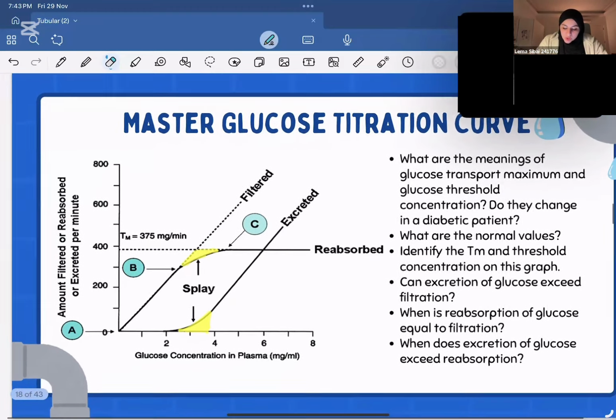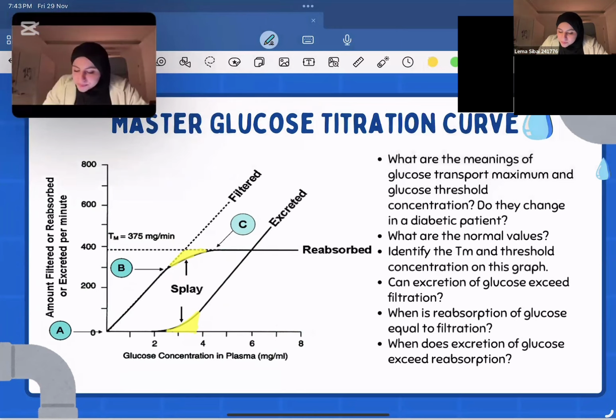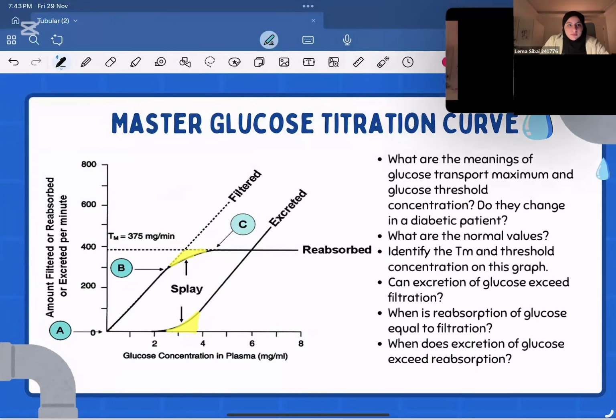So can anyone tell me what the meanings of glucose transport maximum and glucose threshold are? I feel like this is where a lot of people got mixed up. If you want to mute your mic, that'd be cool. Okay, I'm just going to explain it.